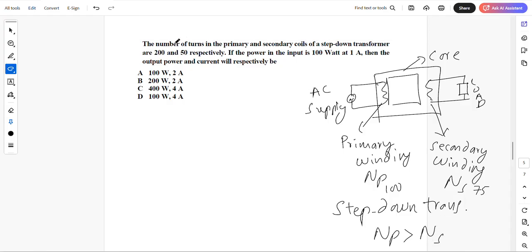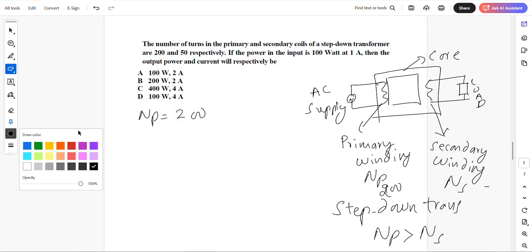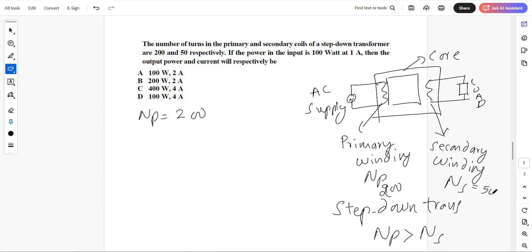Now, what is given? The number of turns in the primary and secondary. NP is equal to how much? 200 they have given. Do not get confused. NS is equal to 50. So NS is 50, and NP is 200.